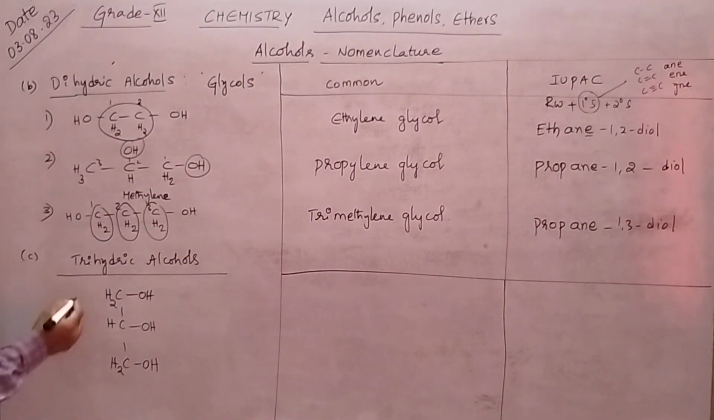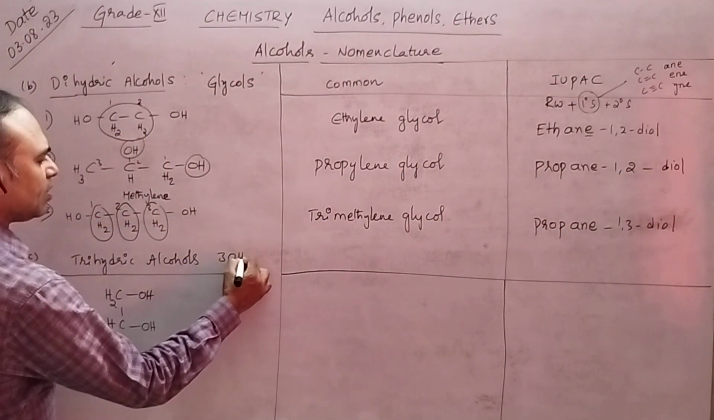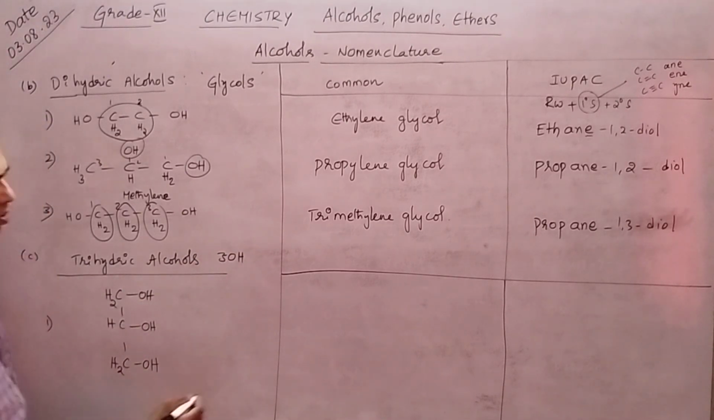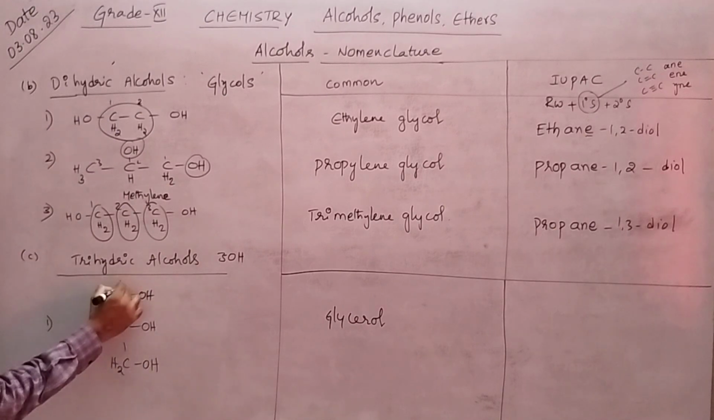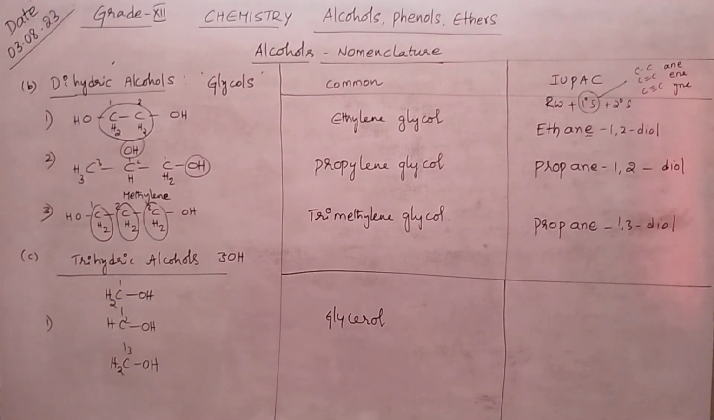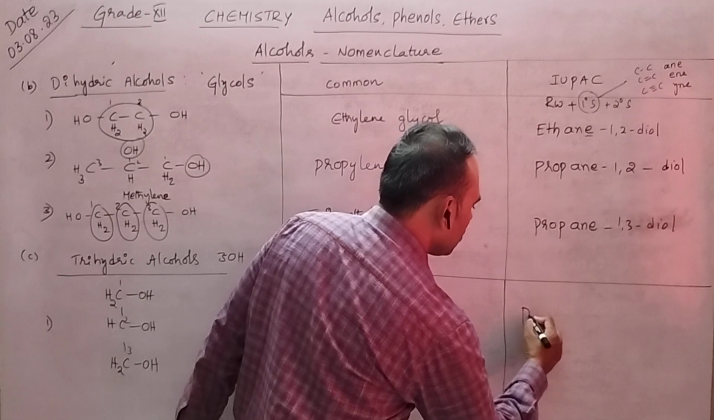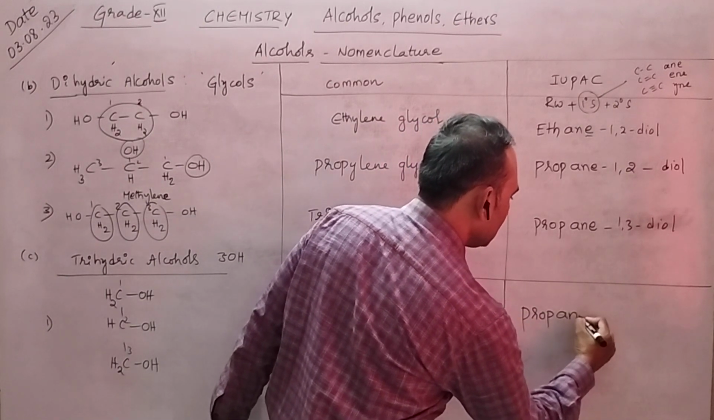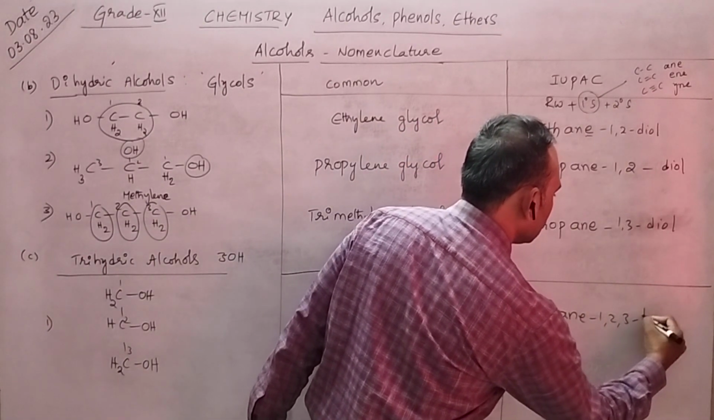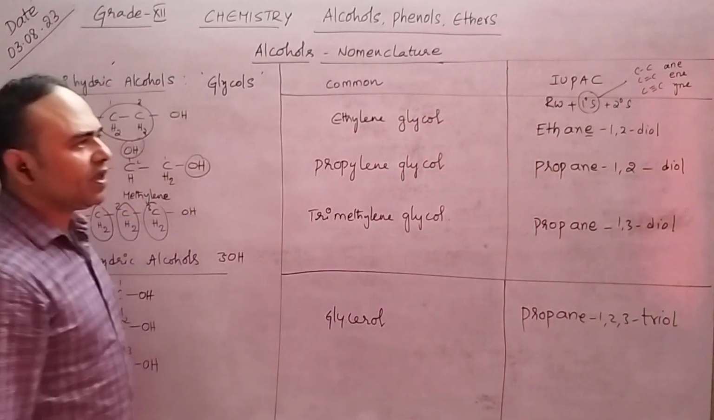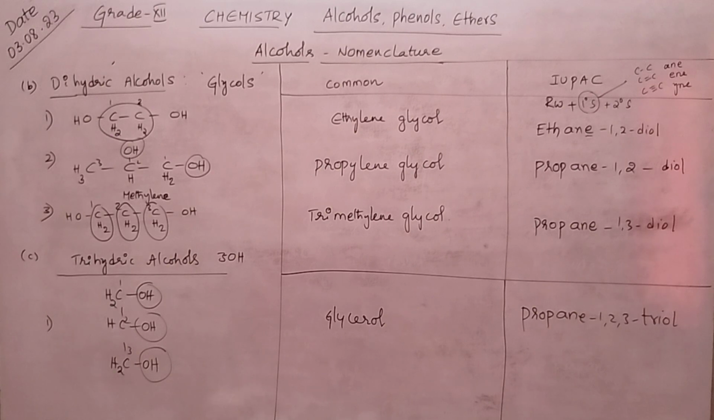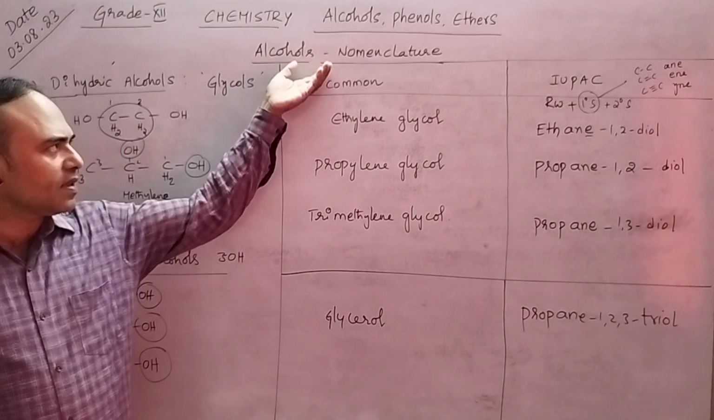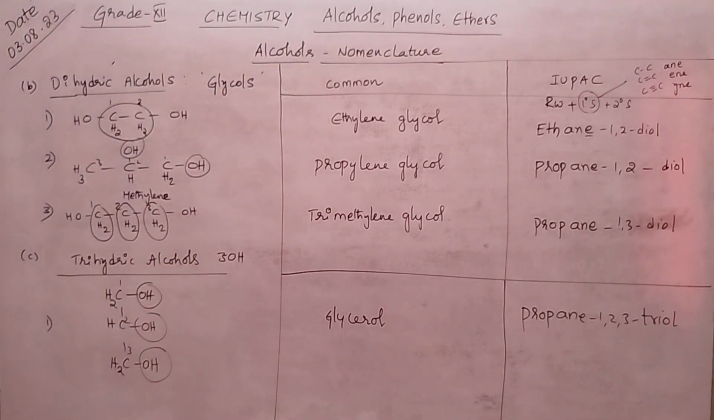Coming to the last one, if you take trihydric alcohols, there are 3 OH groups, and we call this compound glycerol. Giving the numbering, you can write like this 1, 2, 3. So root word is prop, ANE, 1,2,3-triol. Why have you taken tri here? Because there are 3 OH groups. Hope you have understood the nomenclature of alcohol, that is carbinol, common as well as IUPAC names. Now let us see isomerism of alcohols.